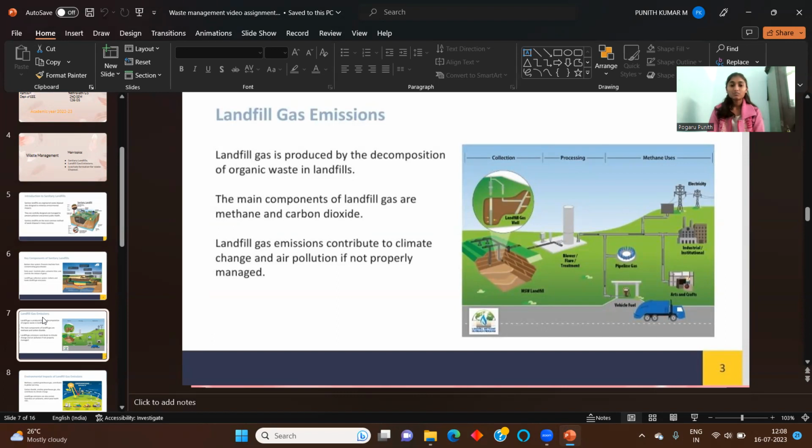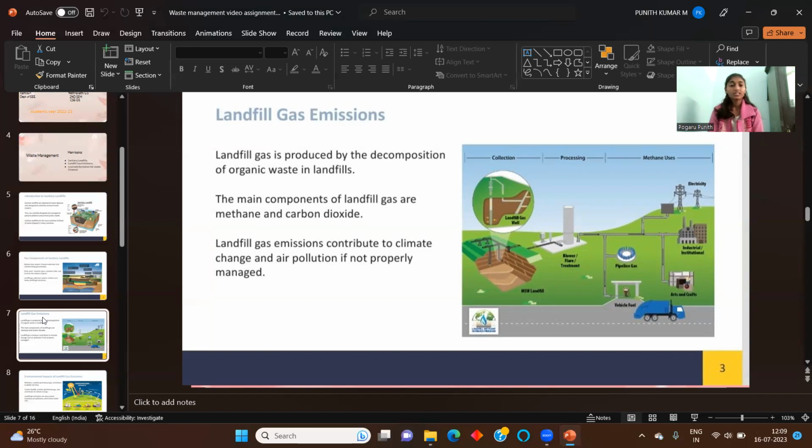Landfill gas emission is produced by the decomposition of organic waste in a landfill, which means it contains a high percentage of methane due to anaerobic decomposition of organic matter, which can be utilized as a source of energy. The main components of landfill gas emissions are methane and carbon dioxide. During the process, many gases are evolved. In that, methane and carbon dioxide play a very major role. Landfill gas emission contributes to climate change and air pollution if not properly managed.